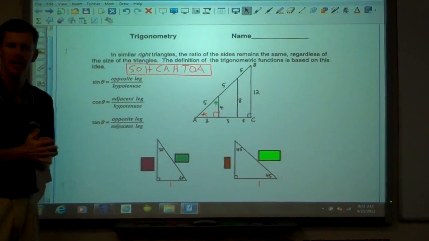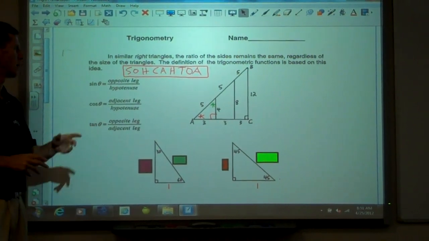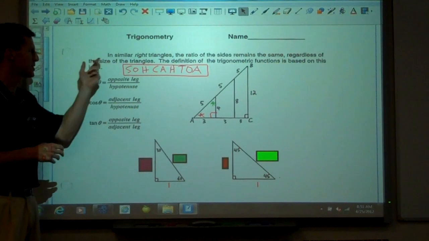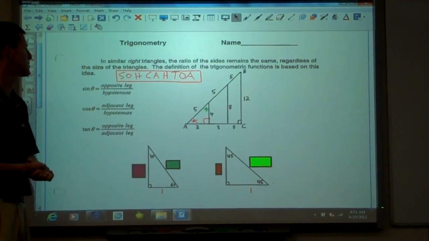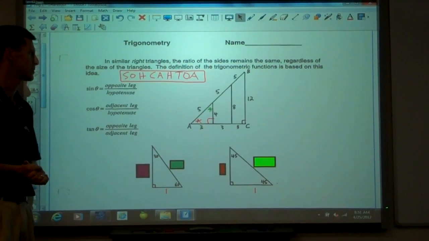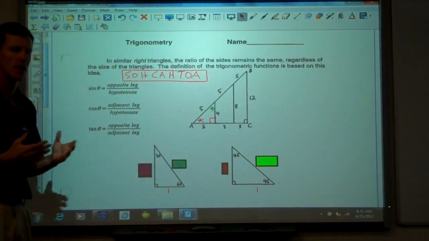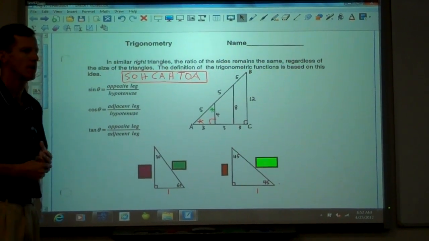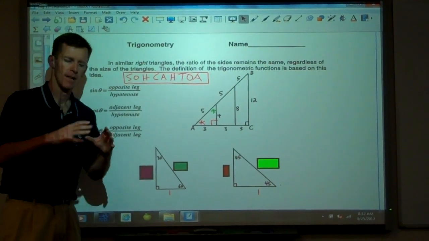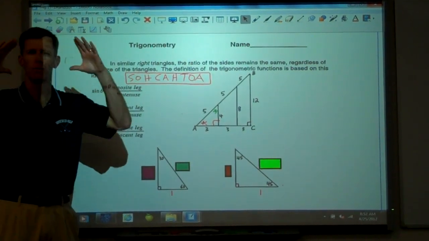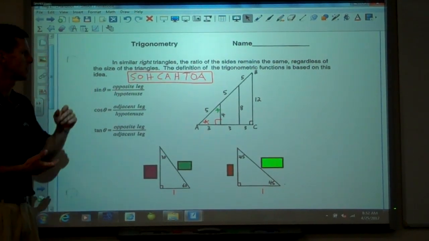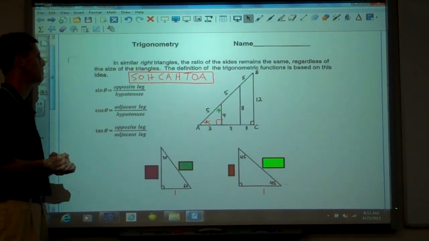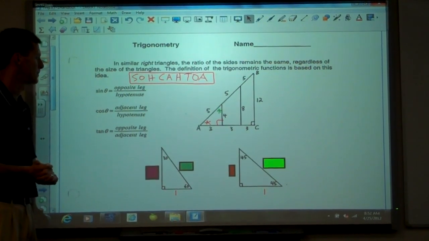First lesson in trigonometry. What's great about trigonometry is that in similar right triangles, the ratio of the sides remains the same regardless of the size of the triangles. We've seen that a lot with similarity when we have similar triangles. For example, a 45, 45, 90 that's small in size compared to one that's big in size are still similar. The definition of the trigonometric functions is based on this idea.